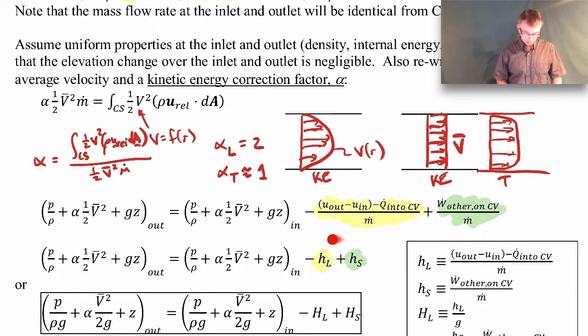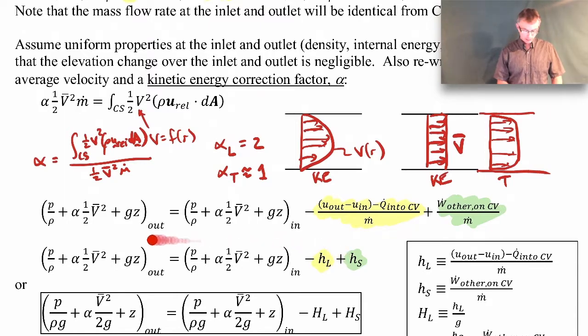So this expression is the extended Bernoulli equation or energy equation that the Fox and McDonald textbook uses. Every term in here has dimensions of energy per unit mass. It looks pretty close to Bernoulli's equation, right? Except you have some extra terms. You've got this alpha in here, an average velocity, and this HL and HS term.